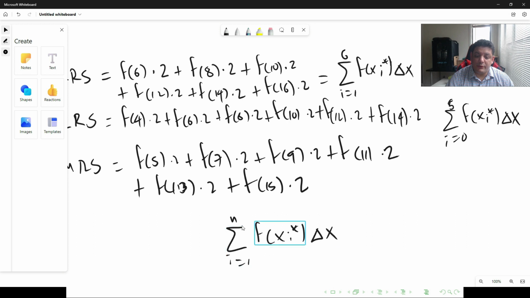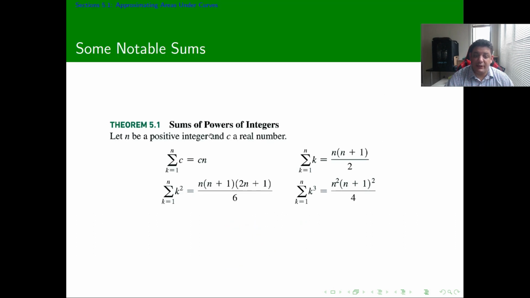This is what we want to know: what's going to be happening there. So for that, we need these particular expressions, which are the sums of powers of integers for certain special values. If we sum the constant c n times, we're obviously going to have n times c, and so this is the easiest of everything.